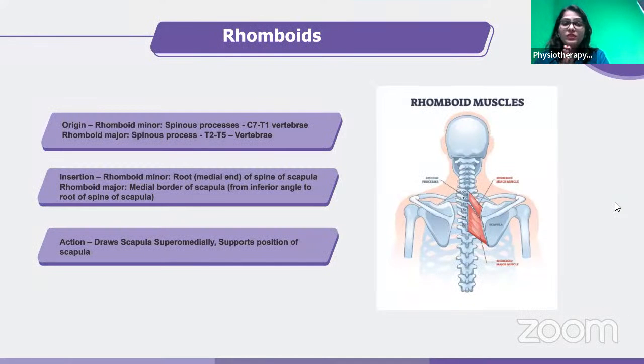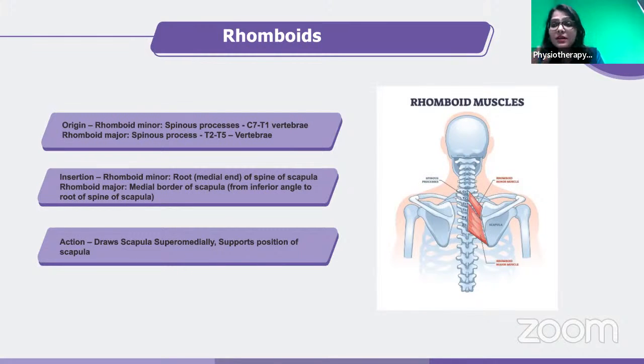Rhomboid muscle. So this was a nightmare for me because I usually used to forget its origin points, because they are almost similar, C7, T1 and all. So see the slide. Rhomboid minor is a minor muscle. It has origin from only two vertebrae, that is C7 and T1.